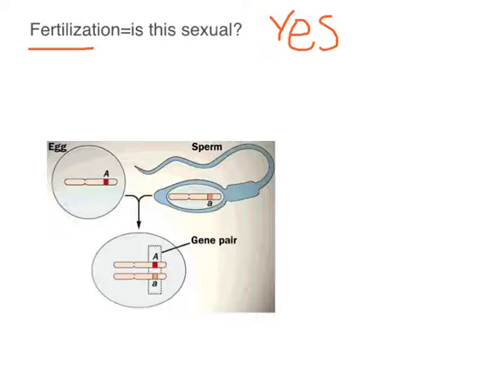The reason the answer is yes is because the egg had to come from a female. So here's our female. We'll give her some hair. The egg came from the female. This sperm had to come from a male. So this is 2 different organisms involved in this process, a female and a male, and they're fusing their cells together to make one cell. That is sexual reproduction, because we're taking the DNA from mom and the DNA from dad and putting it together to make DNA pairs.